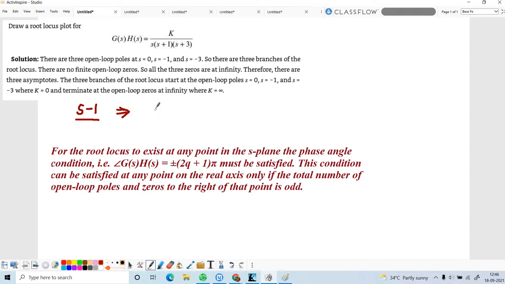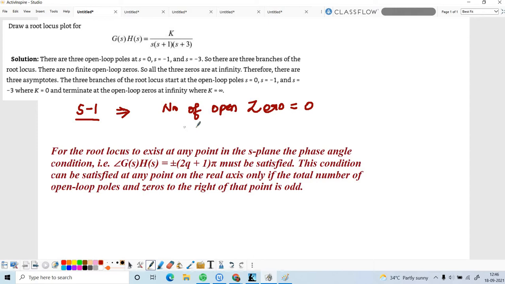Find the number of open loop poles and number of open loop zeros. How to find the number of open loop zeros? Equate the numerator polynomial to 0, and we get the open loop zeros. Here in the numerator there is no s term, so the number of open loop zeros is 0.